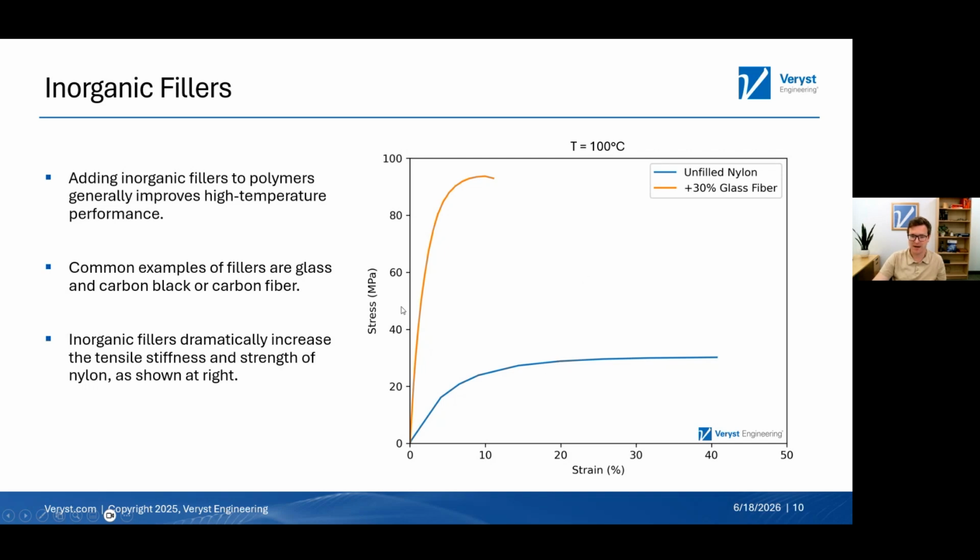When we add those glass fibers, the modulus is increased pretty substantially, and the apparent yield stress is probably about 3.5 to 4 times, maybe even 5 times higher. And so when we add these inorganic fillers to materials, that's one strategy to improve the temperature resistance, the elevated temperature properties of the material.